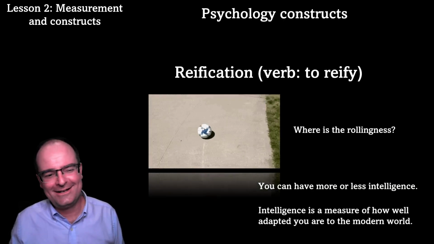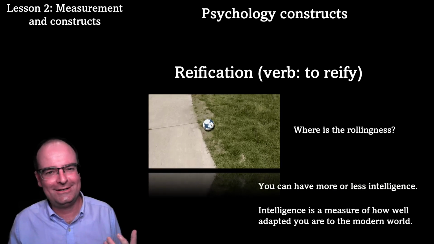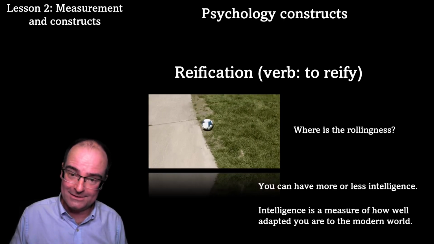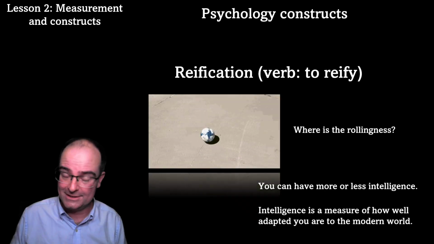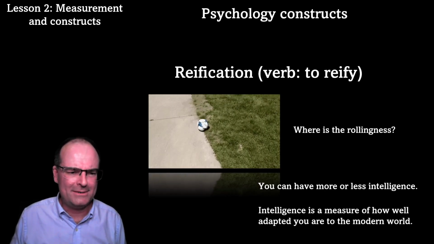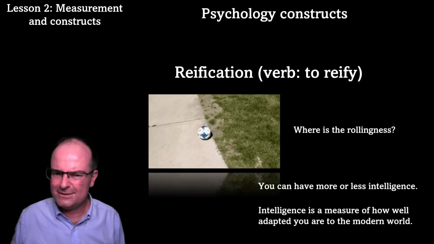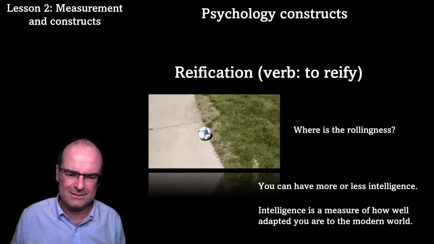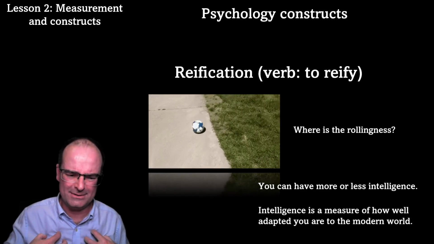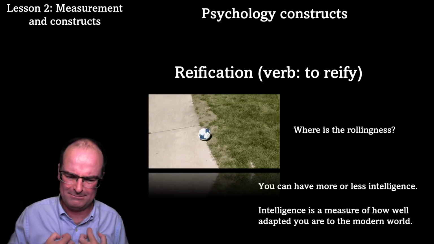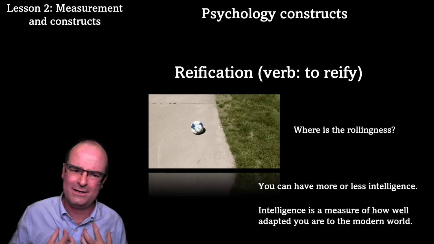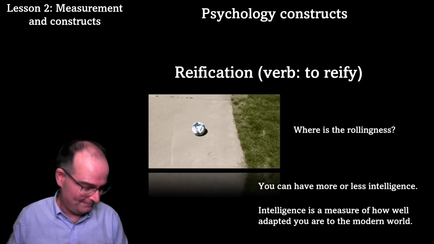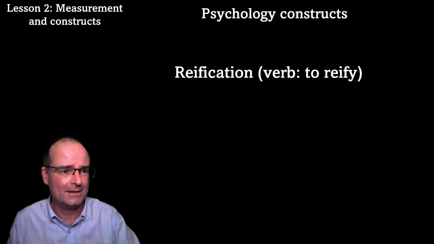But what about intelligence in psychology? You can have more or less intelligence. There's even a lecture series in Psych 1002 on mental abilities, which is mainly about intelligence. But isn't intelligence just a measure of how well adapted you are to the modern world? It's kind of a property inside you, but it's not something that's necessarily bigger or smaller or so easy to quantify, because the modern world is changing. I could go on, because intelligence is a whole topic.